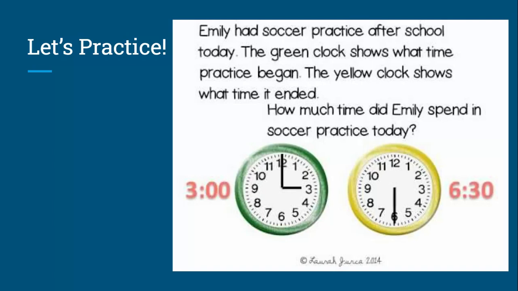So the very first important thing you need to know, green is when practice began. Practice began at 3 o'clock. Yellow is when practice ended. Practice ended at 6:30. So you need to figure out how much time was she at practice. So 3 o'clock to 6:30. Go ahead. I will give you just a minute and then I will go over the answer.